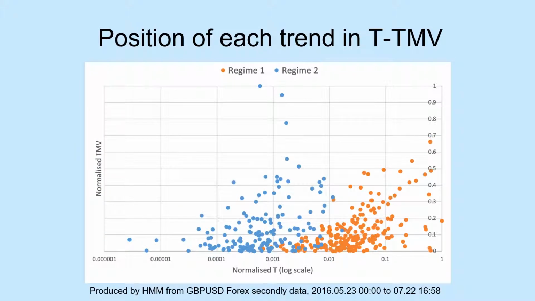This diagram shows the position of each trend on the normalized T and TMV space. As we can see, there is an overlap between two regimes, so it would be hard to draw a line in the T and TMV space to determine what regime the market is in, and this is why we need the hidden Markov model to detect market regimes.